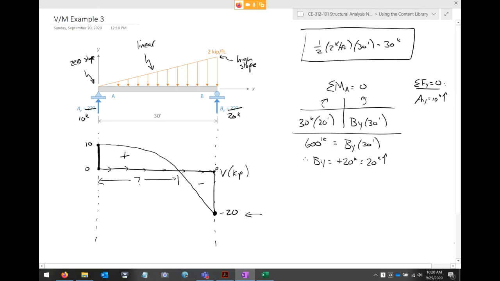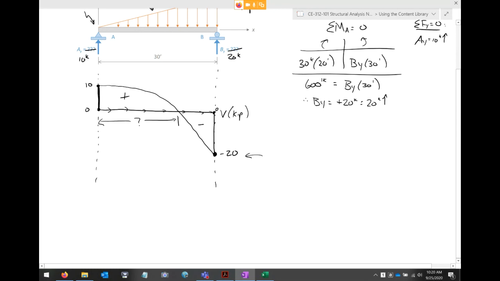The problem is, if all we were trying to do was draw the shear diagram, we're done. We don't need to do anything else because there's the shear diagram. But ultimately, we not only want the shear diagram, we want the moment diagram as well. So that's where we're going to have a problem. So this is the moment diagram.